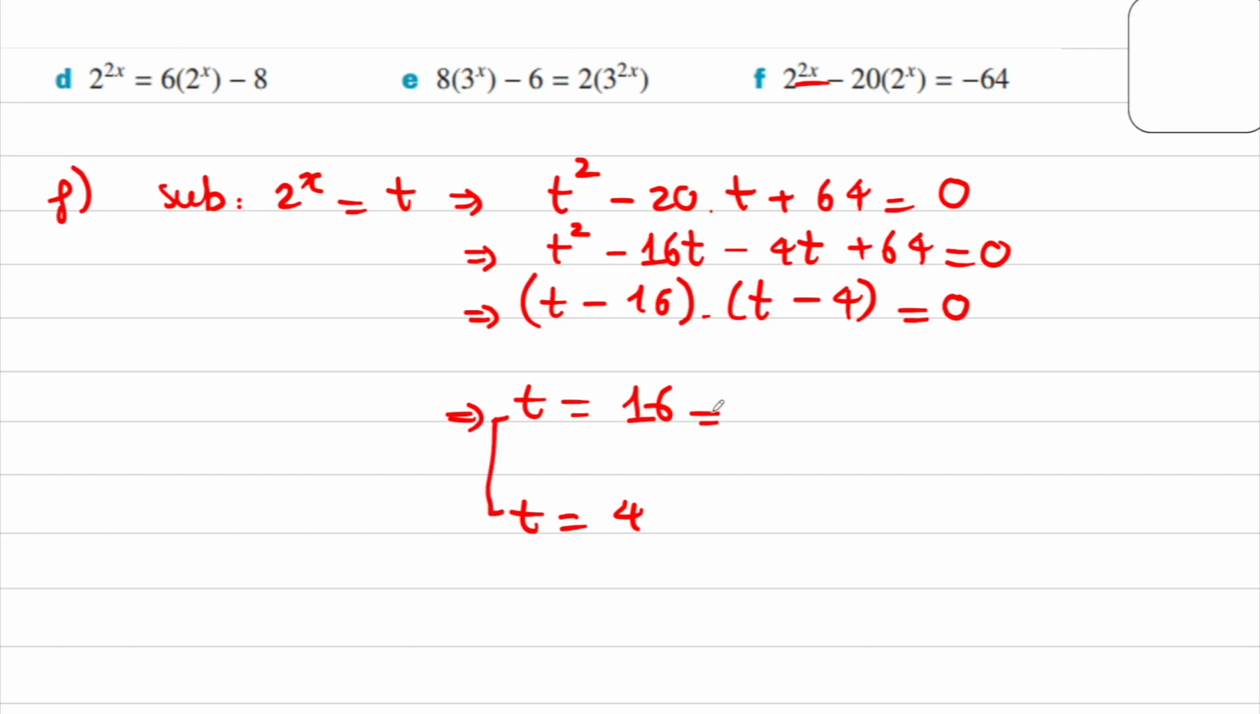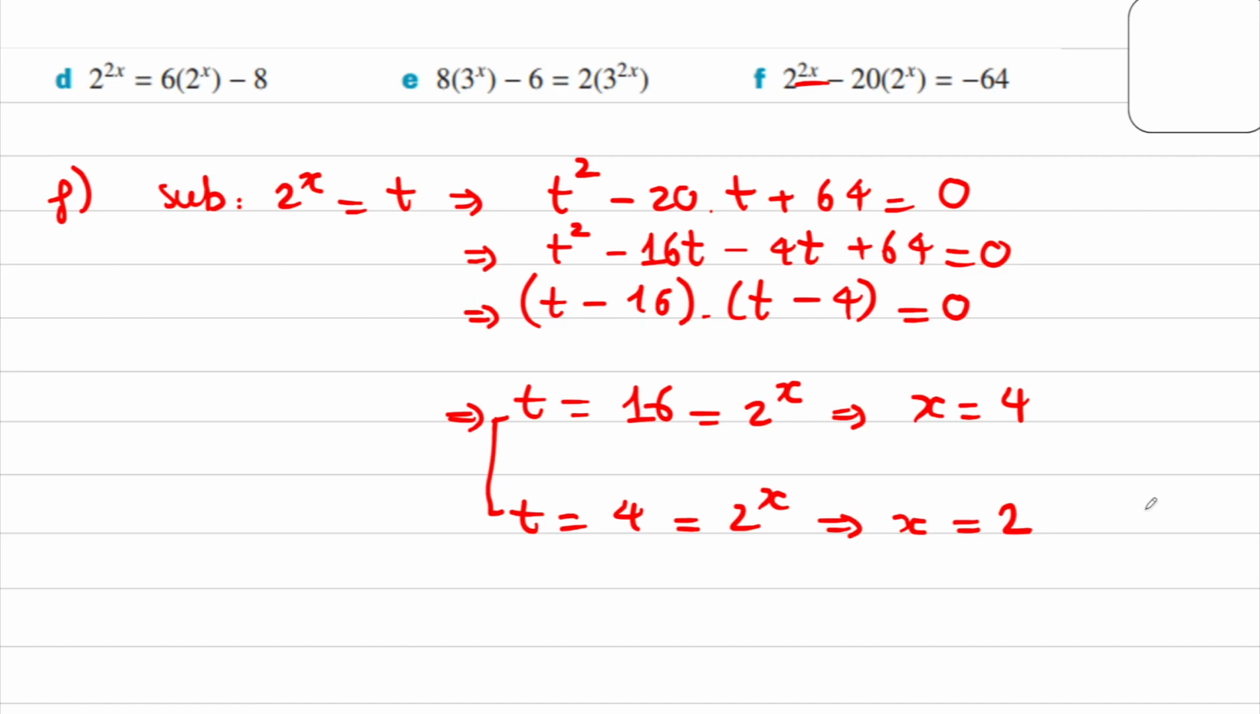16 equals 2 to the power of x, 4 equals 2 to the power of x. This one you got x equal to 4. The next one you got x equal to 2 now. Yeah, that is question F.